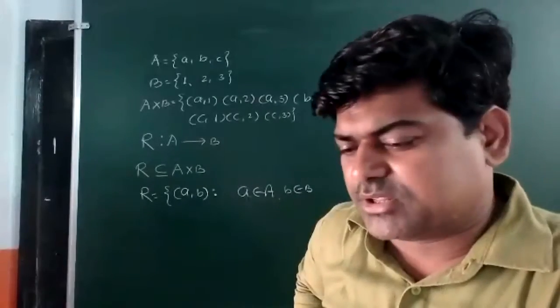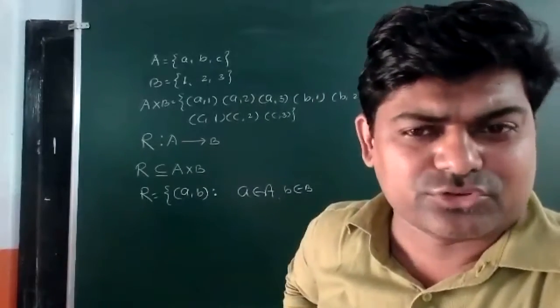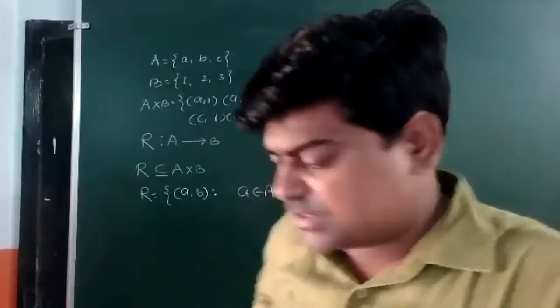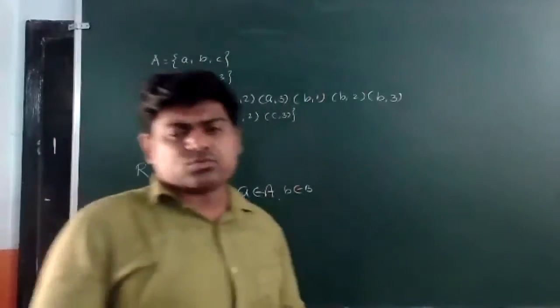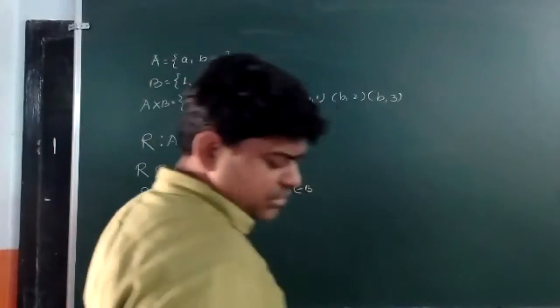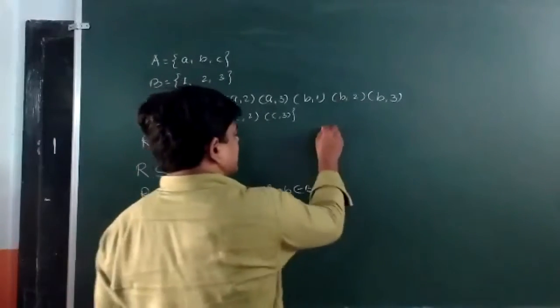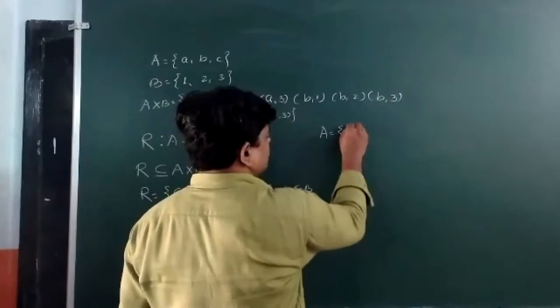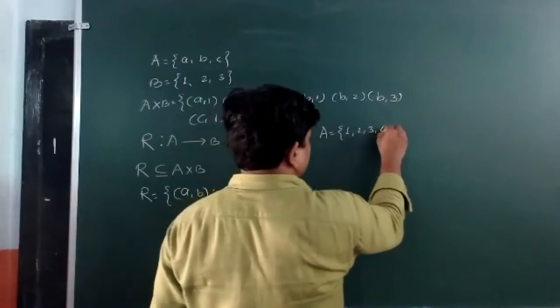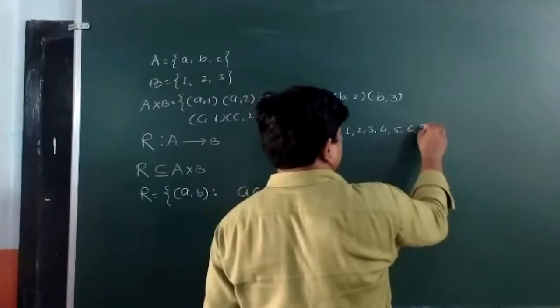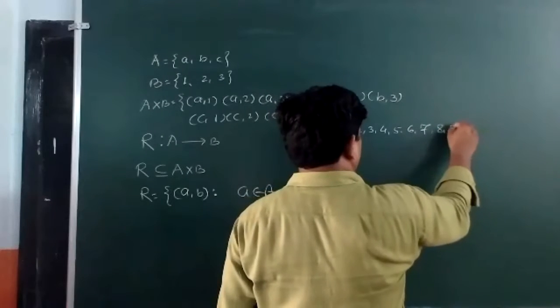I'm taking one example, the same example I took in class 12 also, when today I was revising the same thing in class 12. So I took one example and it was written there. If A is equal to {1, 2, 3, 4, 5, 6, 7, 8, 9, 10}.